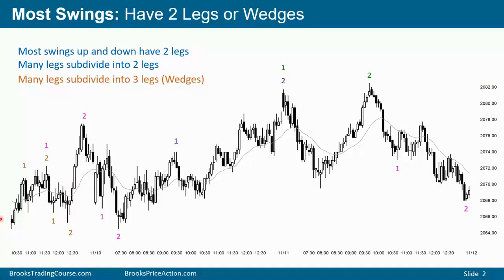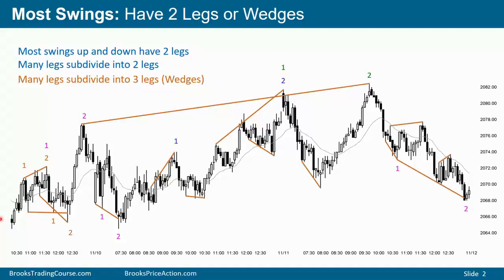As I said, often legs subdivide into 3 pieces instead of 2. Lots of little wedges, lots of ways to draw the wedges. 1, 2, 3, wedge, bull flag. When a breakout below a double bottom reverses up, you have 3 legs down, 1, 2, and then 3. That's a variation of a wedge, and you can just see wedges all over the place, 3-legged moves, many ways to draw them. Very common to have legs within trading ranges that are wedges.